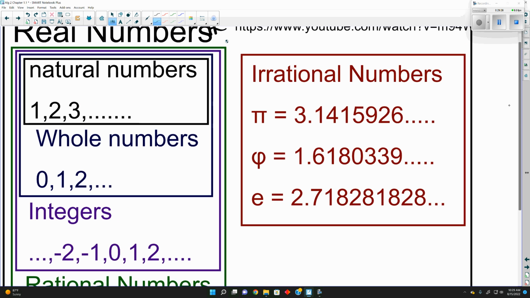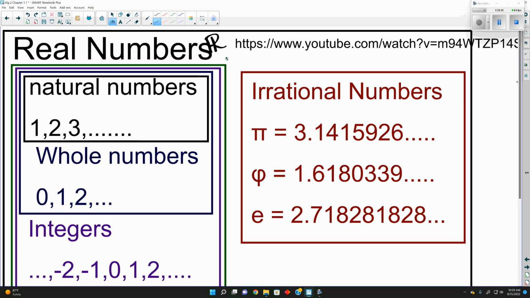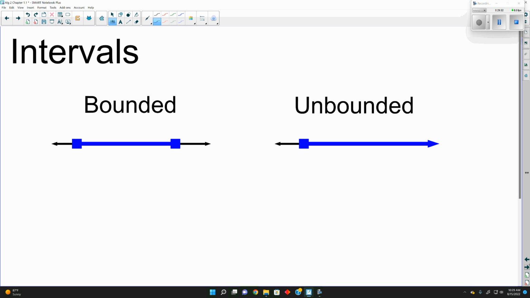Any questions on these here? All right. Some of this here should be kind of a recap from Algebra 1.